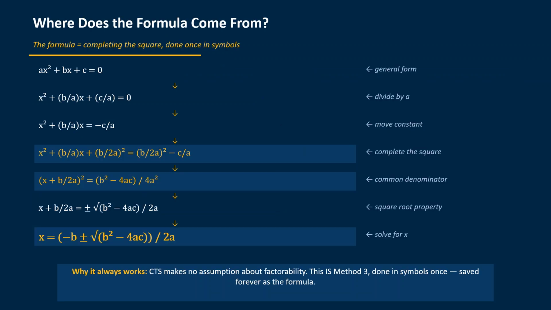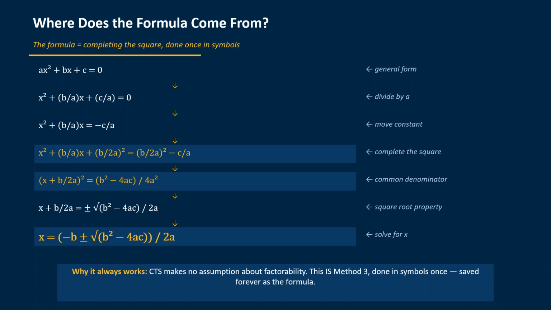9. Where does the quadratic formula come from? It is actually just completing the square performed on the general equation and then saved as a recipe. Start with ax squared plus bx plus c equals 0. Divide everything by a. Move the constant to the right side. Take half the coefficient of x, which is b over 2a, and square it to get b squared over 4a squared. Add that to both sides.